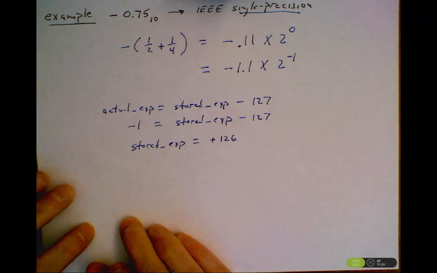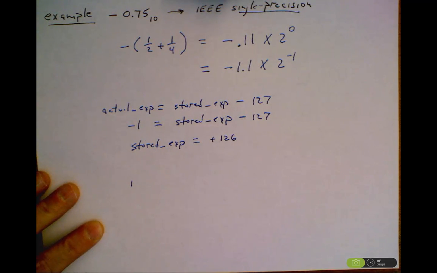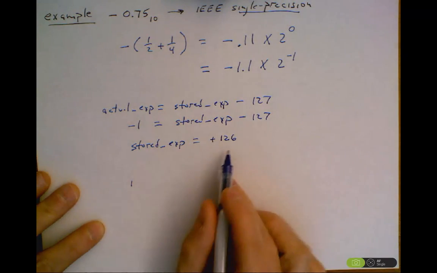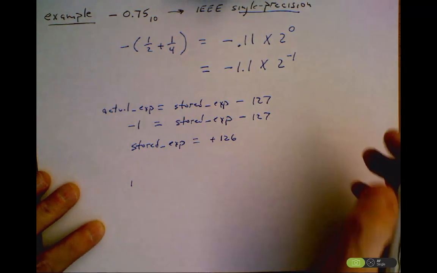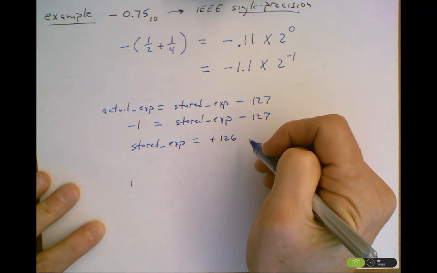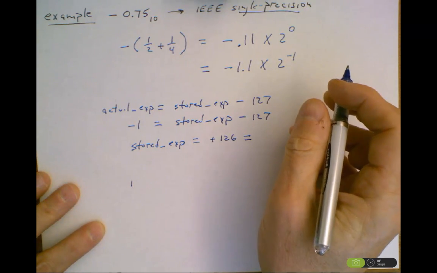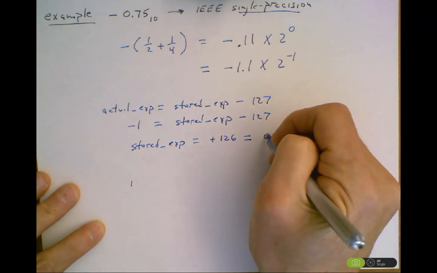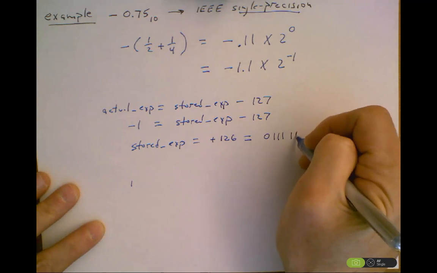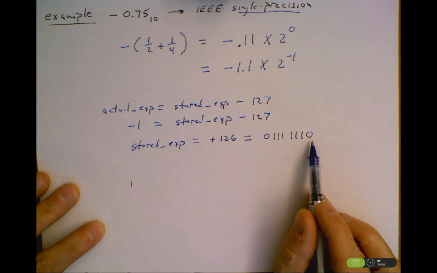Alright, I should be ready to encode the number now. The number was negative, so the sign bit is going to be a 1. The exponent is the next 8 bits. The stored exponent is supposed to be 126. Let's see, I've got to figure out what that is in binary. What's the easy way to do this? I know it's 1 less than 127. So that must be that value, because 127 would be 7 1 bits. 1 less than that is just making a 0 in that last position.